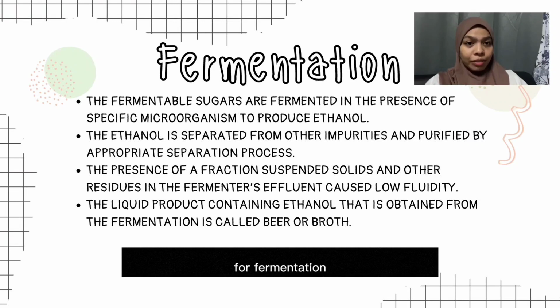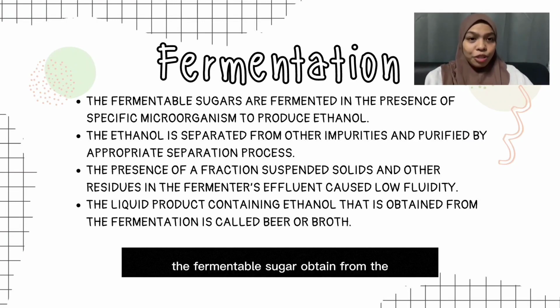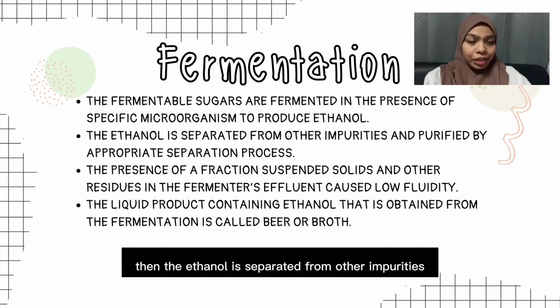For fermentation, the fermentable sugar obtained from the pre-treatment and hydrolysis steps is sent to the fermenter, where it is fermented in the presence of specific microorganisms to produce ethanol. Then, the ethanol is separated from other impurities and purified by an appropriate separation process.